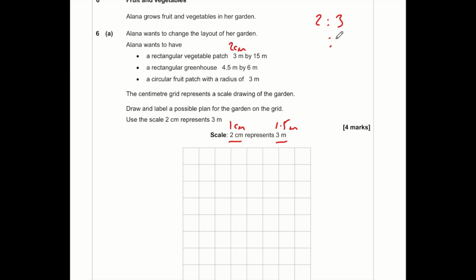And we want 15 meters. So this is the centimeters, this is the meters. So we wanted, what was it again? 15. So how many times greater than 3 is 15? Well, 3 times by 5 is 15. So therefore we want to boost this by 5 as well. So that is 10. So the rectangular vegetable patch is going to be 2 centimeters by 10.